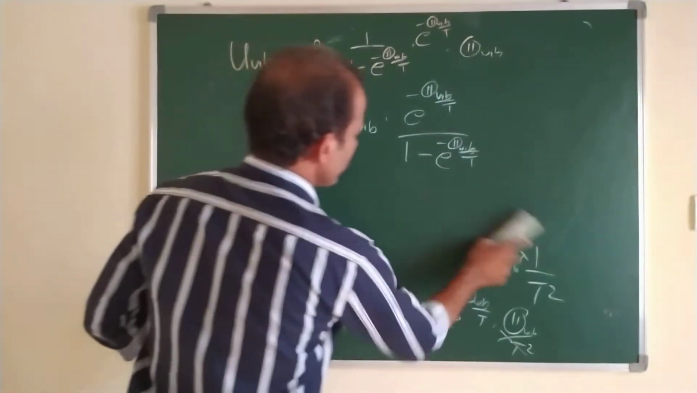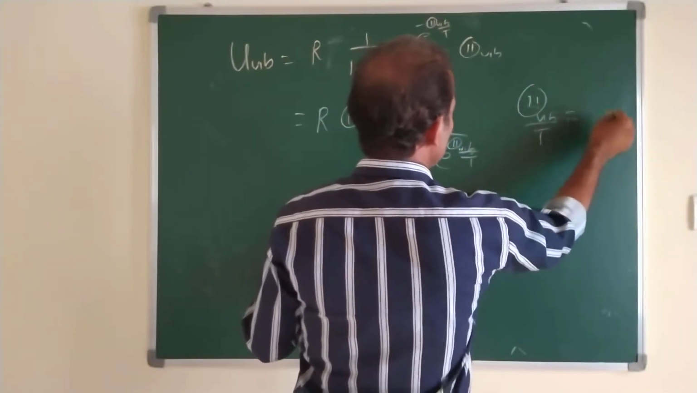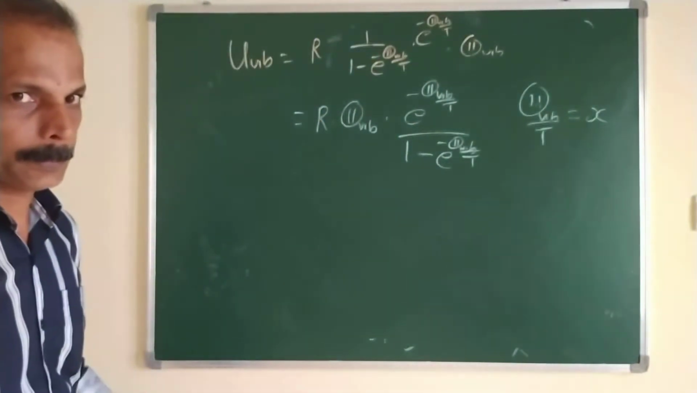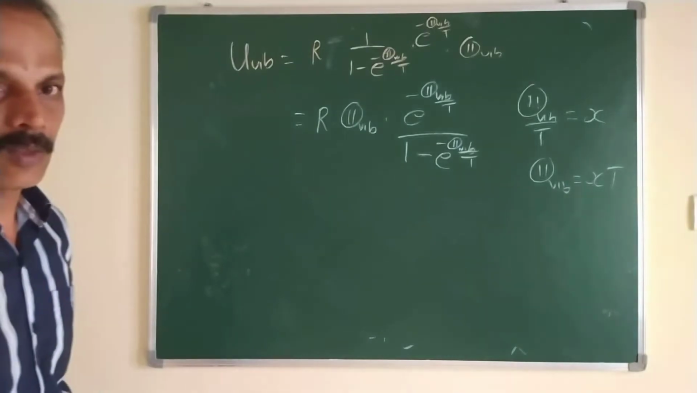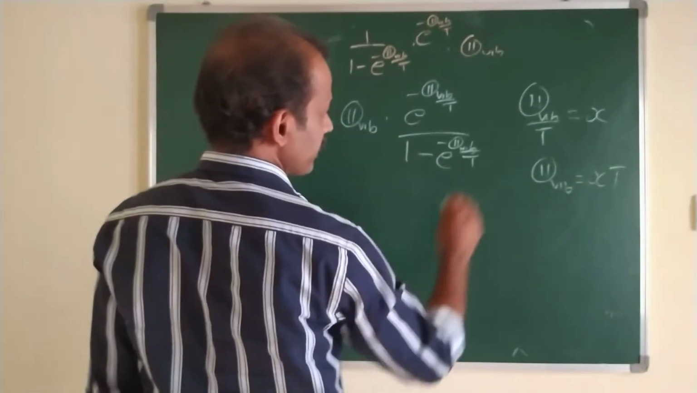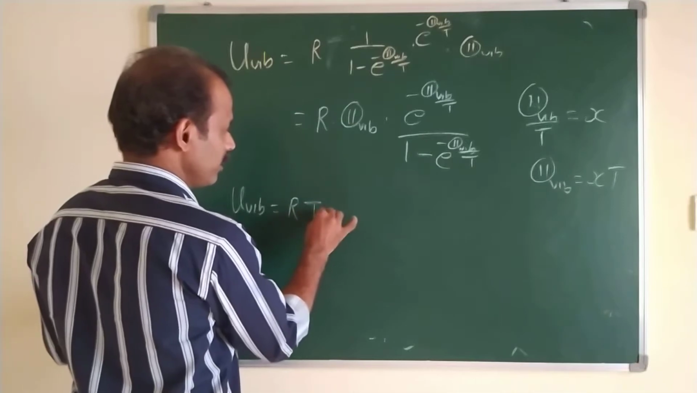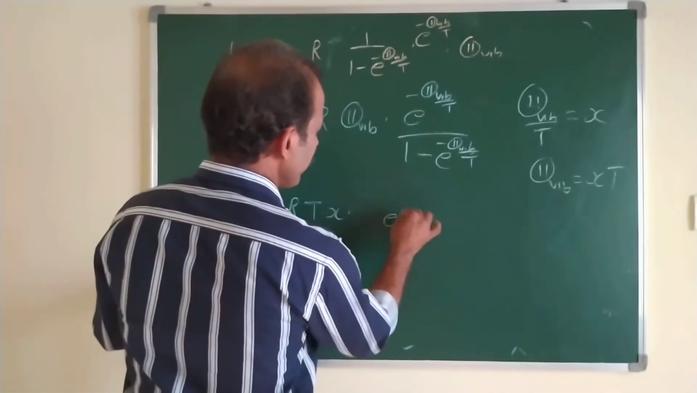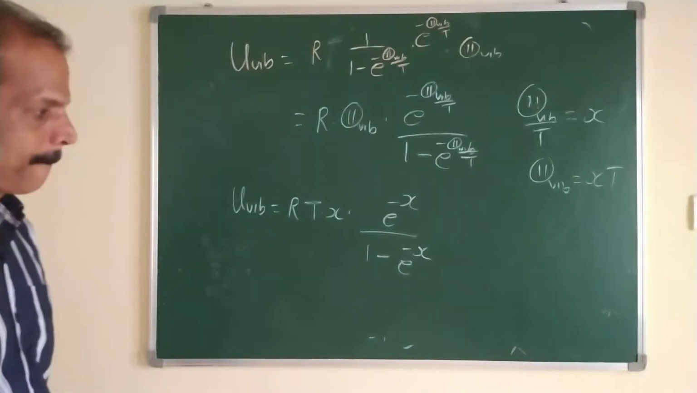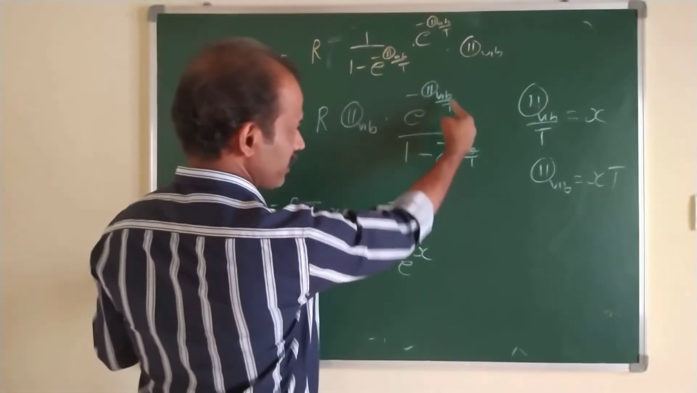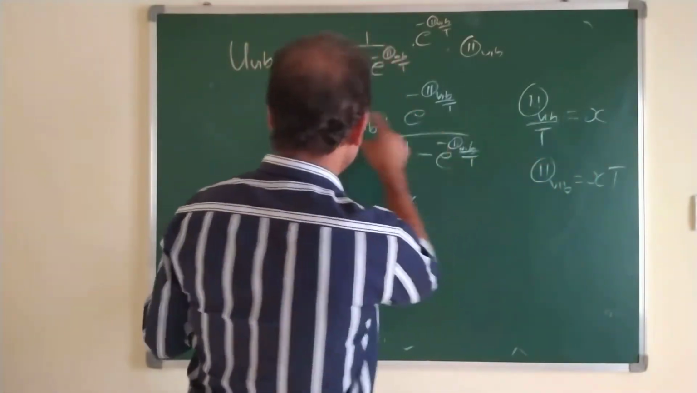Okay, just put theta vibrational by T equal to x, or theta vibrational equal to x into T. So instead of theta vibrational we can put it as x into T. So U vibrational is equal to R into xT, that is RT into x into e raised to minus x divided by 1 minus e raised to minus x. Then theta vibrational is equal to xT.